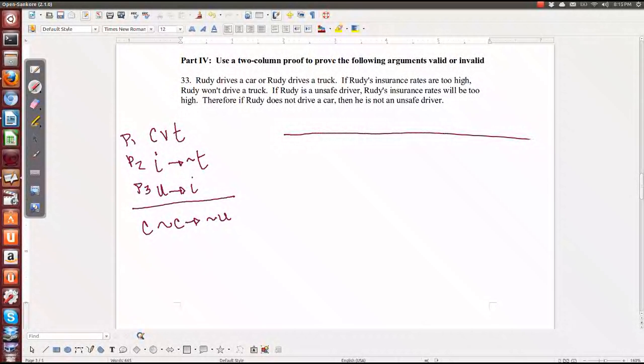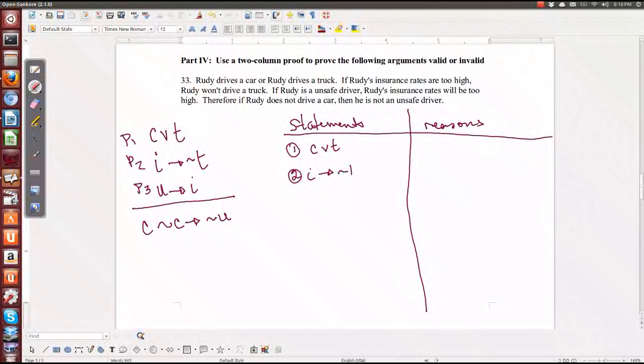So we're going to start our two-column proof with our statements and reasons. And I'm going to list my three premises. I've got C, disjunction T. I've got I, conditional negation T. And I've got U, conditional I. These are all premises.